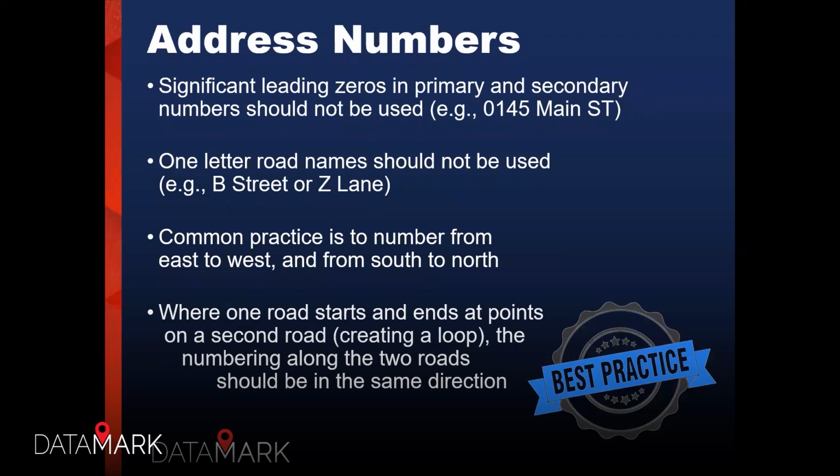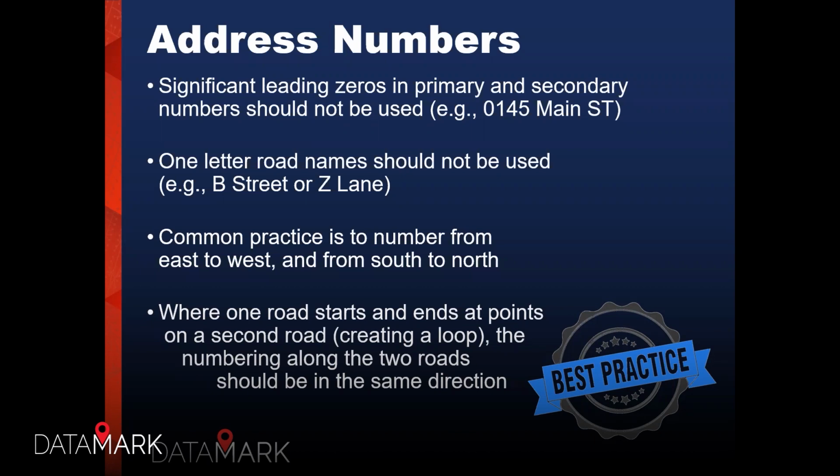Also want to avoid leading zeros, which I've never personally seen, but I'm sure it exists. Also avoid single letter road names like B Street. You also want to use common sense addressing, which is east to west and south to north. And if you have two addresses or two road center lines that adjoin, creating a loop, then you want to make sure the addressing follows the same direction logically so that you don't have any anomalies on those center lines.